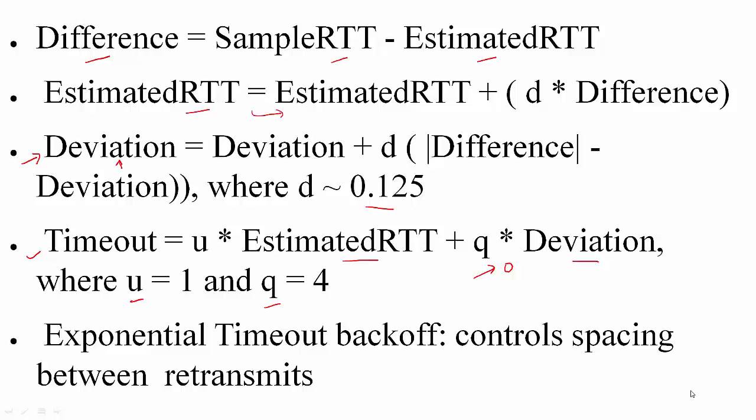So if things are relatively stable, you react to losses quicker. But on the other hand, if the round trip variation is large, then this term is going to dominate. And your timeout is going to be dictated by this. And this worked out quite well in the TCP implementation.